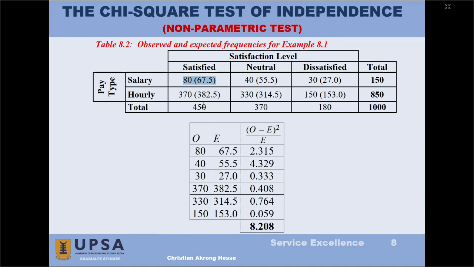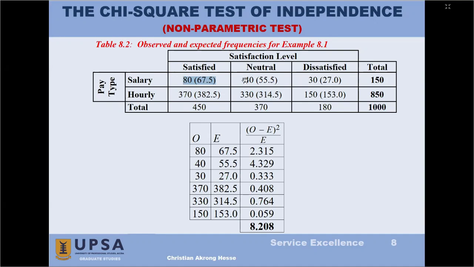Okay, so do 150 times 450 divided by 1000. Row total times the column total divided by the grand total. What will be the answer? 67.5. So that's how I obtained the 67.5 here.